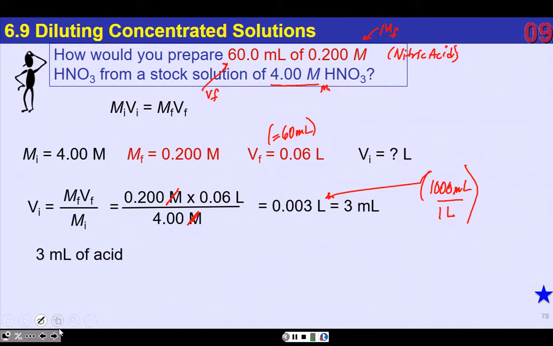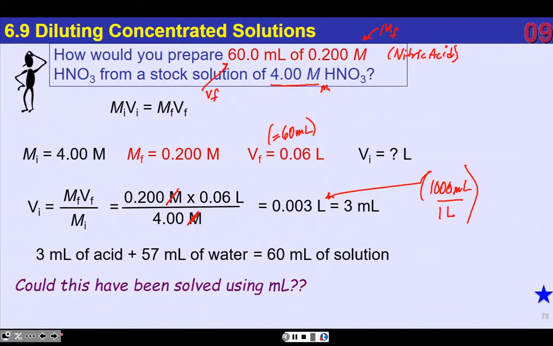So you add 3 milliliters of acid to enough water, which in other words is essentially 57 milliliters, and that should give you 60 milliliters of solution. Could we have done the same, and would it have worked out the same if we had just used milliliters? This is a good question to think about. In a true sense, we're looking at moles of the initial portion equals the moles of the second portion, because molarity is moles per liter times liters going to be equal to moles, right? That's where this comes from. And so you should technically be using liters if what you're looking for is moles.